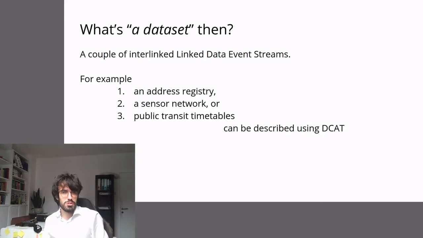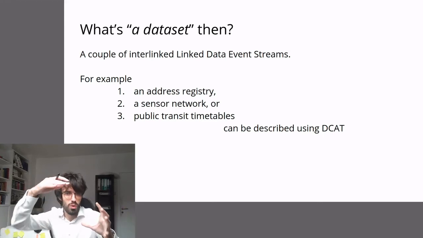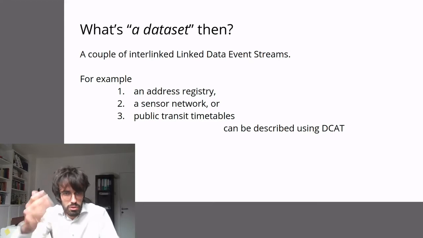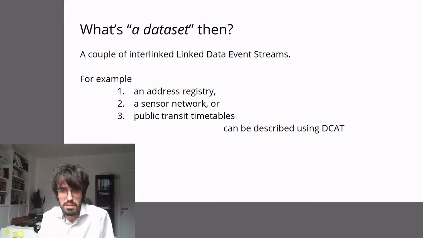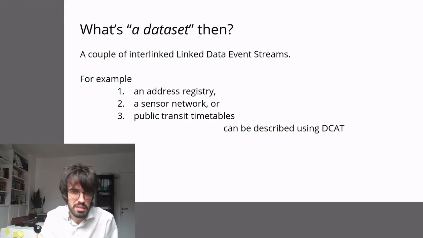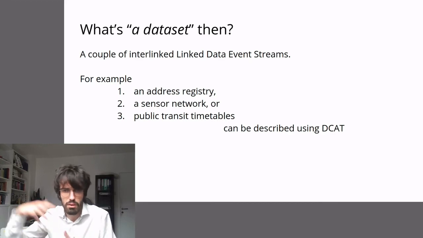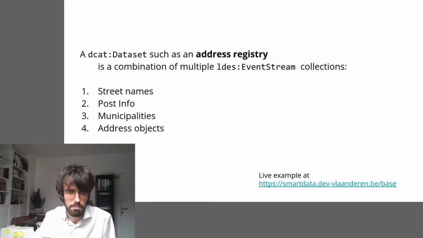Because of course now we have one collection or one linked data event stream. But what do you call a data set? I like the concept of a data set when we are talking about organizational constructs such as an address registry, a sensor network or a public transit timetable. All these things can be described using DCAT, a vocabulary within linked data to describe data catalogs. It's a W3C standard. We can describe it using that vocabulary.